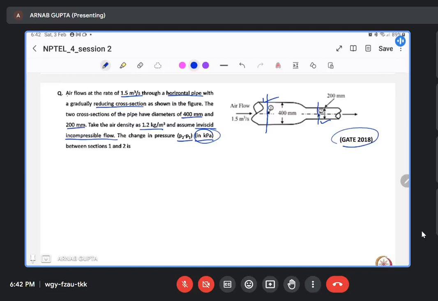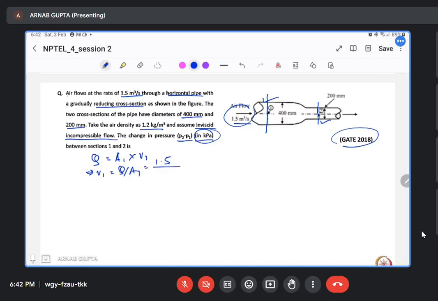applying Bernoulli's theorem to section 1 and 2. So before that, you need to know the velocity at section 1, since it is given in the form of discharge, that is Q. I am not writing Q1 since it is maintained constant across the flow. So it is basically A1 cross V1. So from here you will get V1 is equal to Q by A1, which is 1.5 meter cube per second. That is SI only, divided by A1.